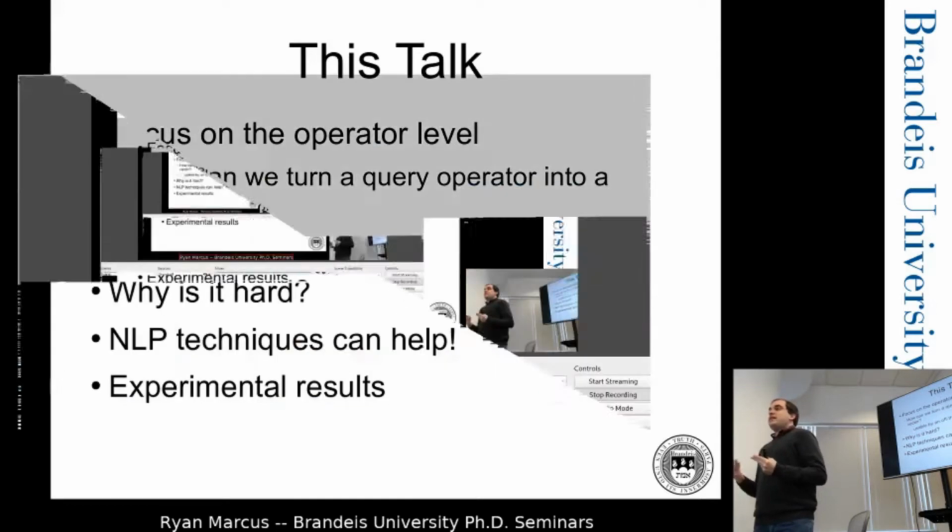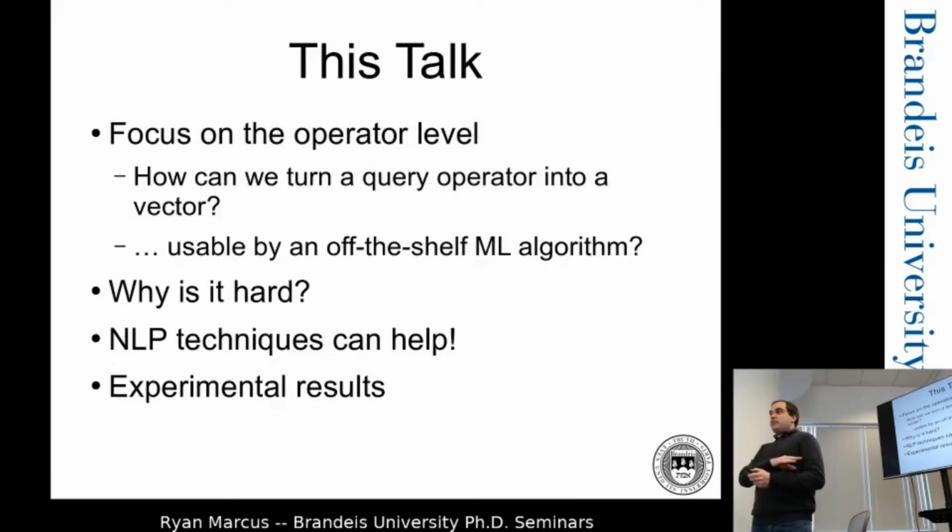And ideally, we want those vectors to be usable by off-the-shelf machine learning algorithms like random forest or support vector machines. We're going to talk about why it's hard. We're going to talk about how we can just straight up lift a technique from natural language processing to solve this problem for us. And then we're going to show some experimental results.